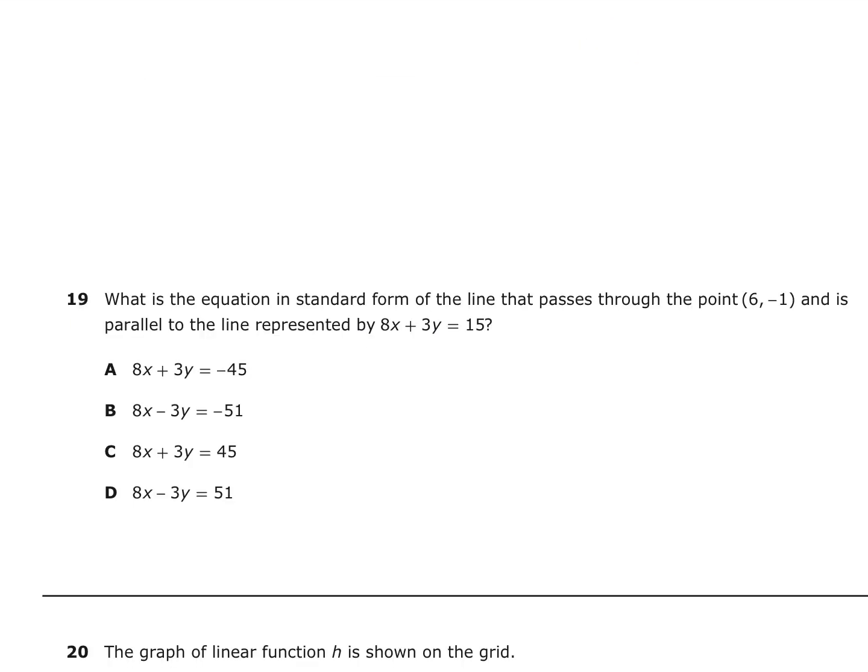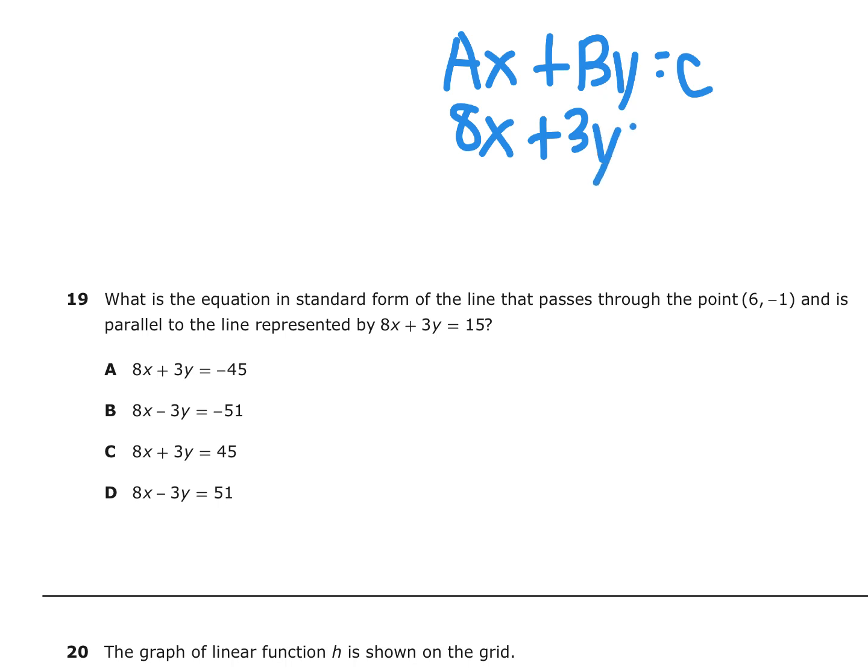Okay, so for number 19, it says, what is the equation in standard form? Standard form would be like ax plus by equals a constant c. And so the equation here is 8x plus 3y equals 15. And so we're looking for a line that passes through the point (6, -1) and is parallel to a line represented by 8x plus 3y equals 15.